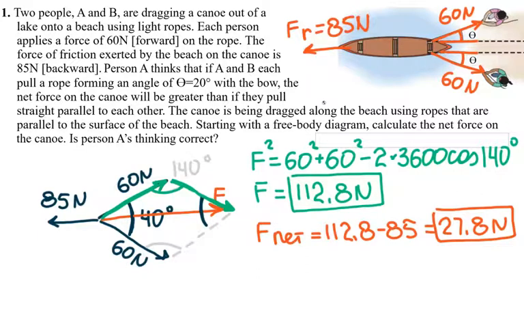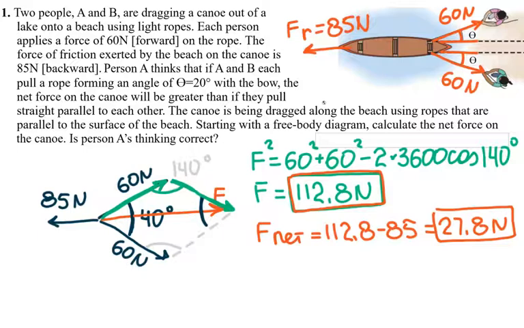And person A was saying that they should pull at an angle. If they just pulled straight to the right, then we would have 120 newtons as the resultant force for the two people, not 112. So I don't think person A was right about it. They would have a stronger pulling force if they were pulling to the right together.